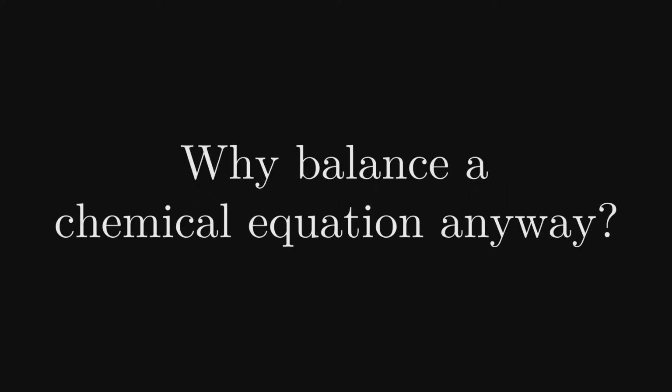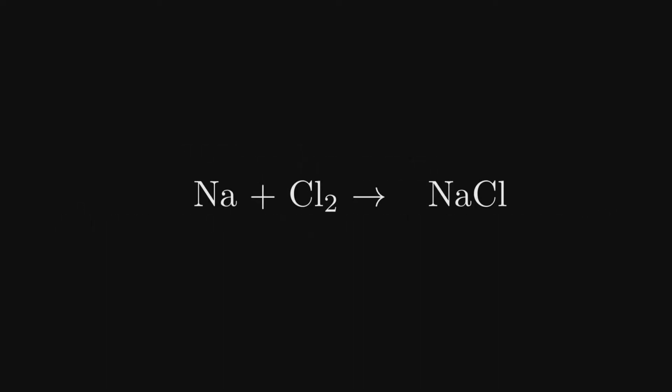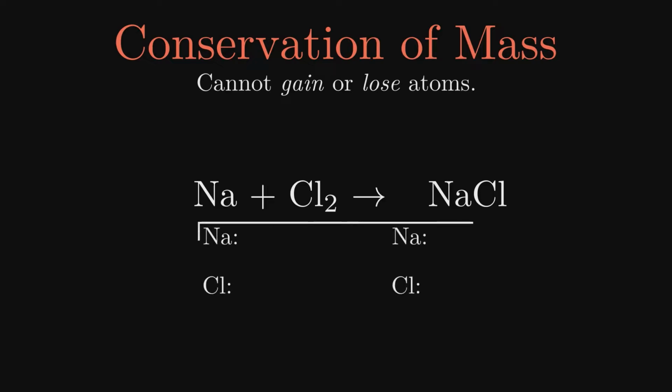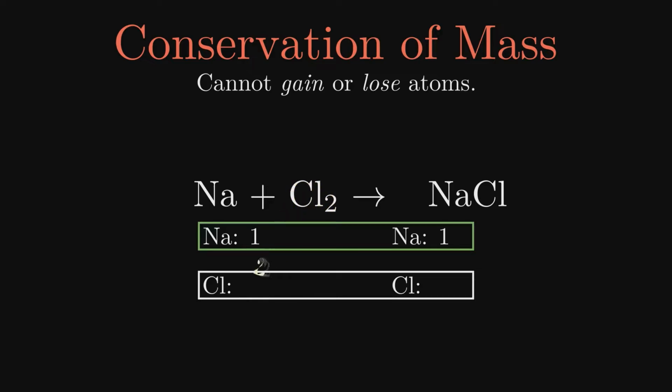So why exactly must we balance chemical equations anyway? Simply put, reactions follow what is called the law of conservation of mass, which states matter is not gained or lost, so in the equation we cannot gain or lose atoms. Counting atoms, we see sodium once on the left and right, which is good, but chlorine is twice on the left and once on the right. So just get rid of that subscript 2 and we're good now, right?